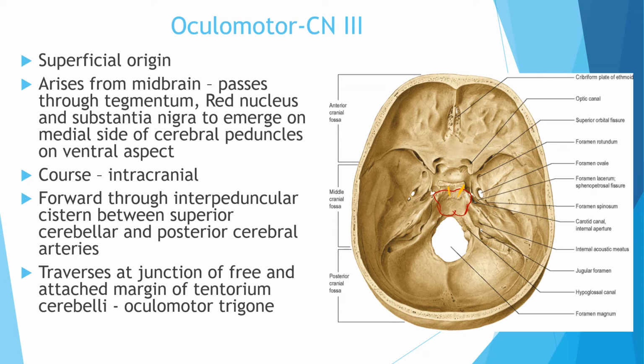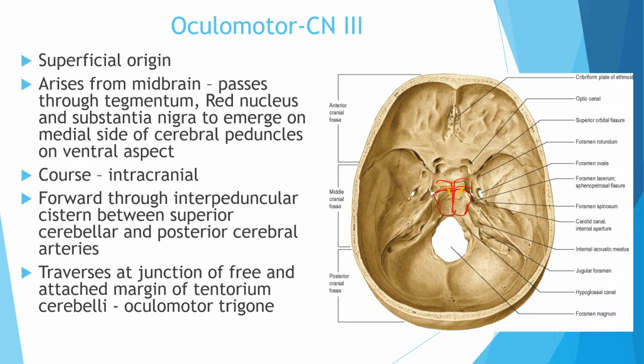Here there is a basilar artery which is lying on this portion that is called the clivus. This basilar artery ends in posterior cerebral, and before that is the superior cerebellar branch. So the oculomotor nerve traverses between these two arteries.